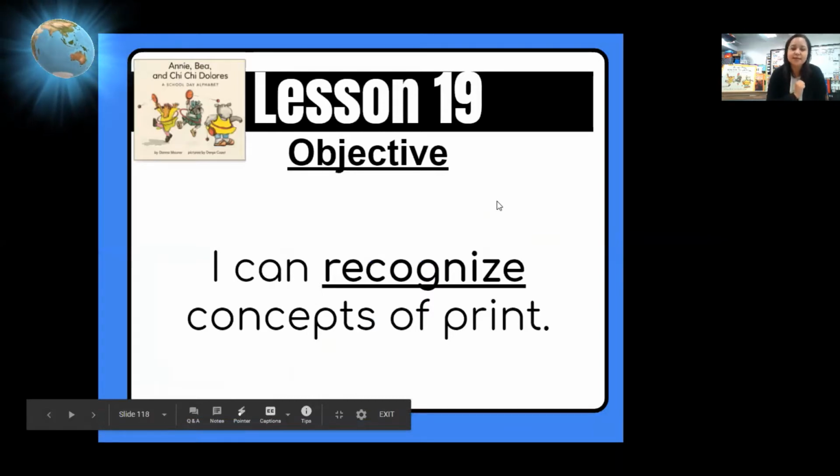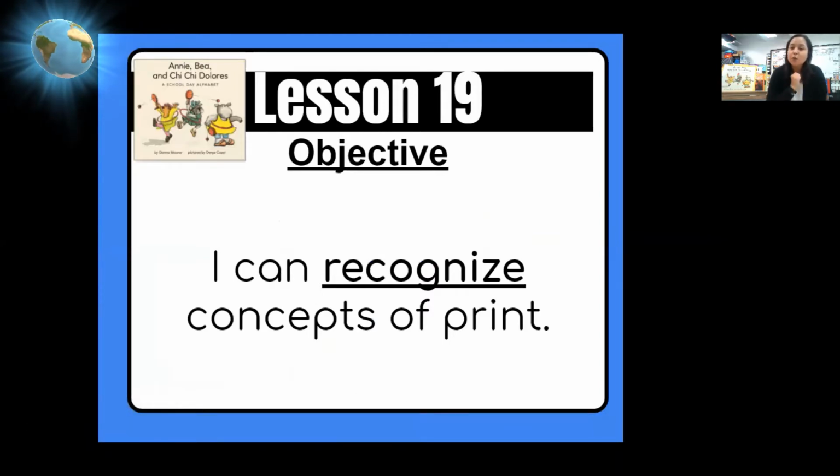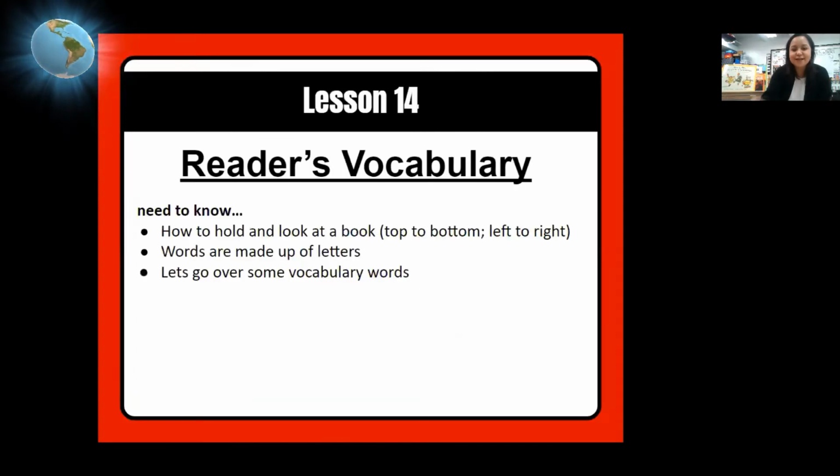All right, so let's begin with lesson number 19 and find out the objective for this lesson. I can recognize concepts of print. I have done this in the past, so I would love to review concepts of print with my story Annie B and Chi Chi Dolores. I'm going to ask questions throughout the story, so if there's no one around you to answer and discuss those questions, go get your conversational buddy.